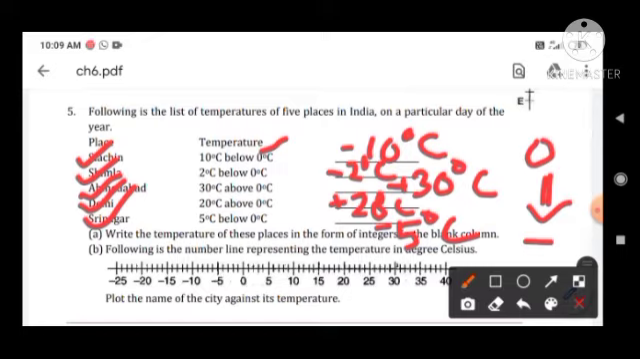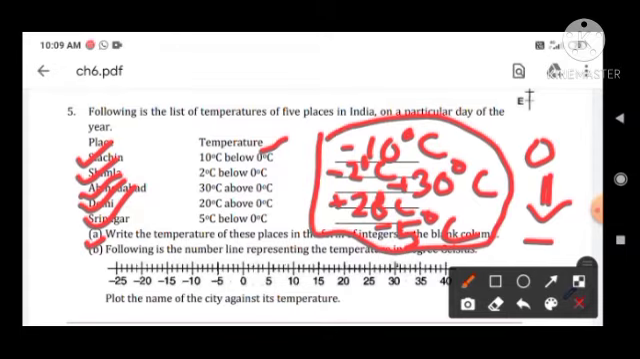The question is written: write the temperature of each place in the form of an integer in the blank column. So we have already done the answer of A. These are the answers. First one, minus 10 degrees Celsius. We have to write in integers. These are written in words and we have converted them to integers. 2 degrees below 0 means minus 2 degrees Celsius. 30 degrees above 0 means plus 30 degrees Celsius. Then plus 20 degrees Celsius. And again it is written below, that means minus 5 degrees Celsius. So we have done the answer for A. Now the second question is given.